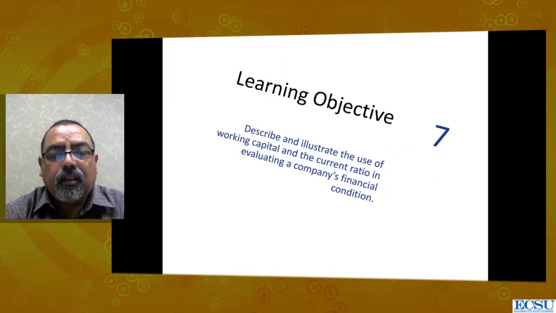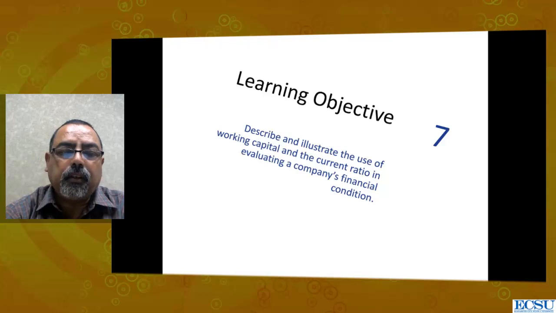Now, the last learning objective in this is number 7, describe and illustrate the use of working capital and the current ratio in evaluating a company's financial condition.